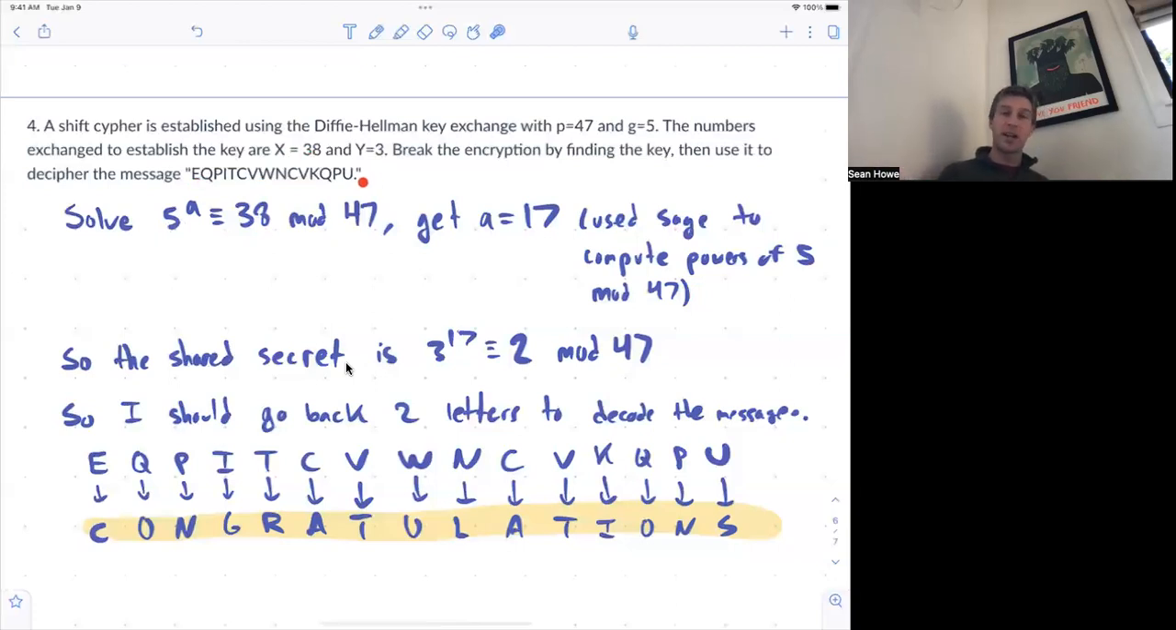So that means the shared secret was 2, which means whoever sent me this took the message they wanted to send and shifted each letter by 2. So if I want to decode this message, I just shift back by 2. I have to go back 2 letters to decode the message. So E becomes C, Q becomes O, P becomes N, and so on. And if you did this, you got the message.